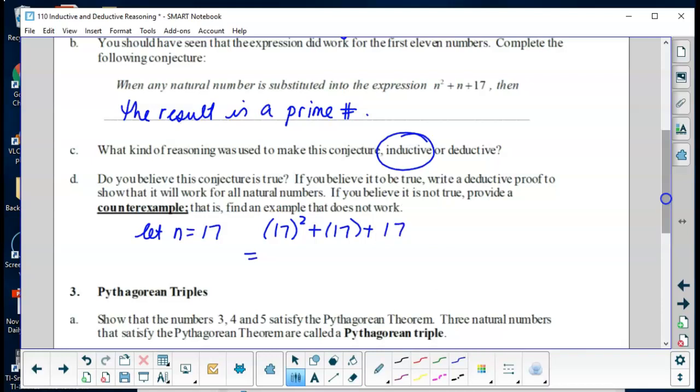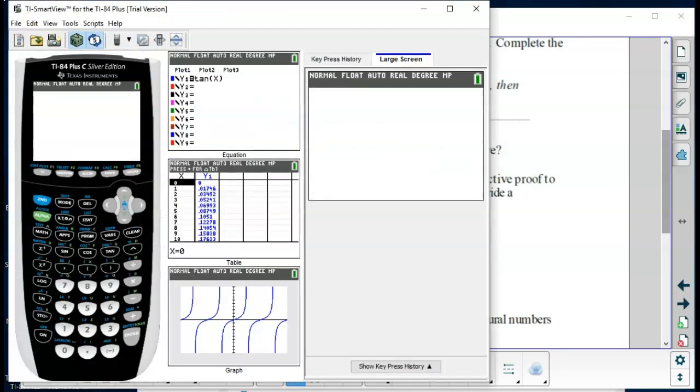If you enter that into your calculator, or you can think about it, you're factoring out. If you think about back to algebra, if you factor out 17, you're left with 17 plus 1 plus 1. So 17 times 19. Okay, so obviously, what is 17 times 19? That's 17 times 19 is 323.